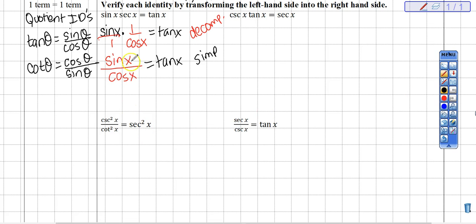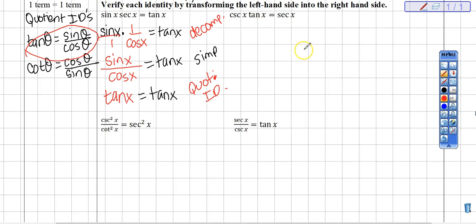Step 4. Can I apply a reciprocal, a quotient, or Pythagorean identity to make sine of x over cosine of x be tangent of x? A quotient identity, right? So I can replace sine of x over cosine of x with this quotient identity: sine over cosine equals tangent. So there we have it. Tangent of x equals tangent of x. And I used a quotient identity. So over here, I'm just going to write that I used a quotient ID. And you can abbreviate the words. You don't have to write the full word for me to understand that you got it. And there we have it. We have transformed the left side into the right side.